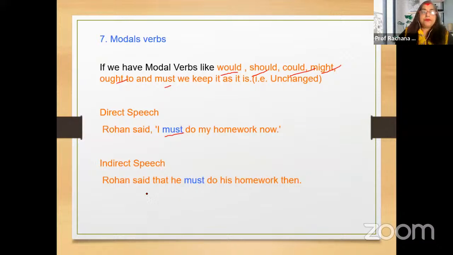Rohan said that he must do his homework. My also changed to his, now also changed. Only must we kept as must. The past tense of must will not be mustard. So that is why we have kept it as it is.